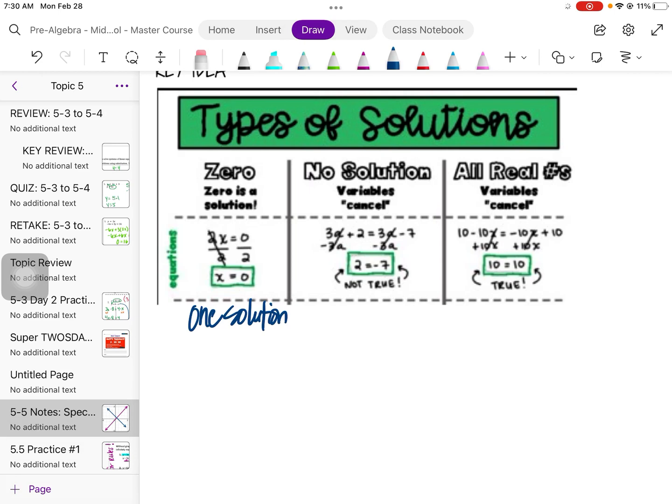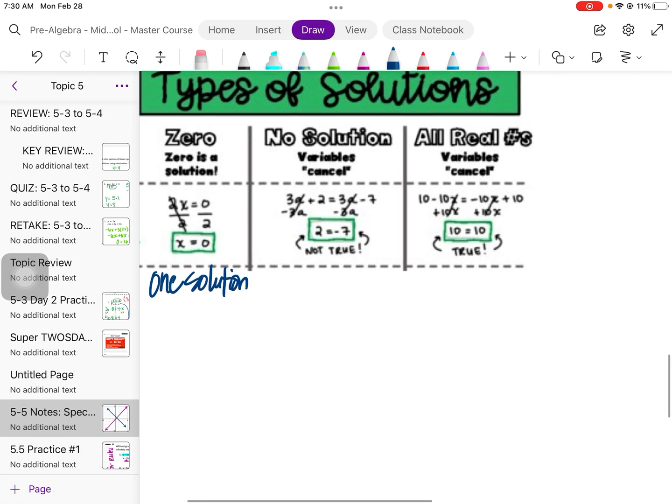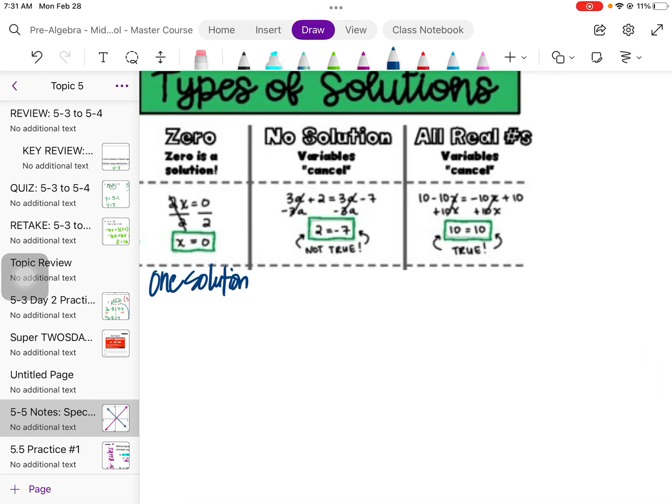But if this were the situation and one of the variables would say x equals 0, then that just is a reminder that you need to go back and plug that in and solve for the second variable. No solution, again, is when your variables cancel out and it creates a false statement. And then remember, on this last one, we don't typically say all real numbers. We say infinitely many solutions. It means the same thing. And of course, either would be fine.